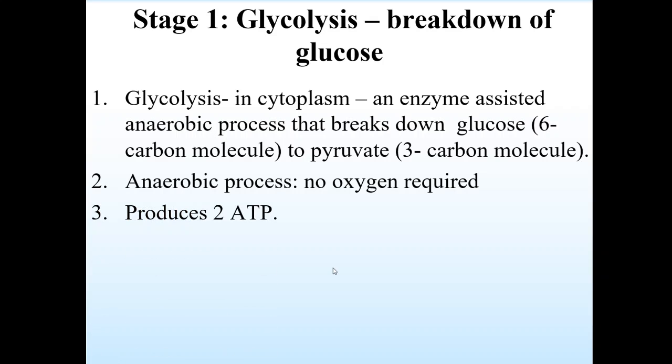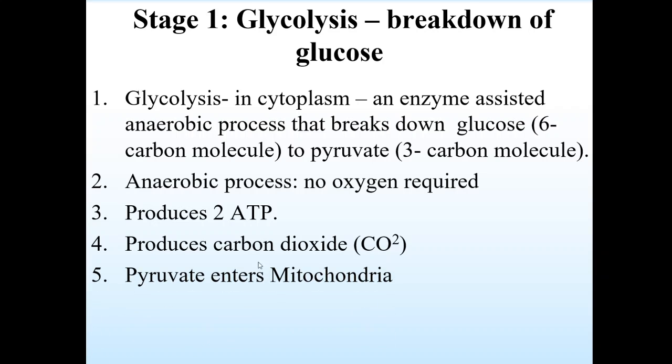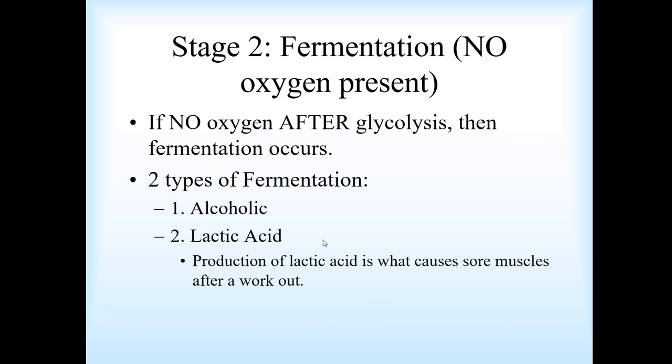It produces 2 ATP molecules for us to use in our body. It also produces carbon dioxide. The pyruvate that comes out of glycolysis is what enters the mitochondria. And the big thing we just went over: glycolysis does not require oxygen.